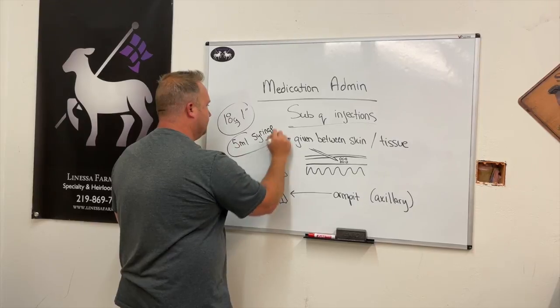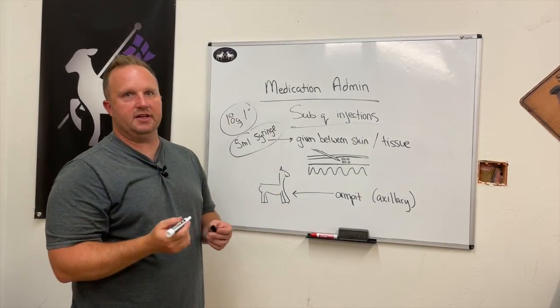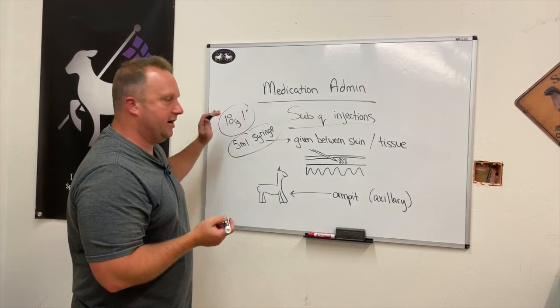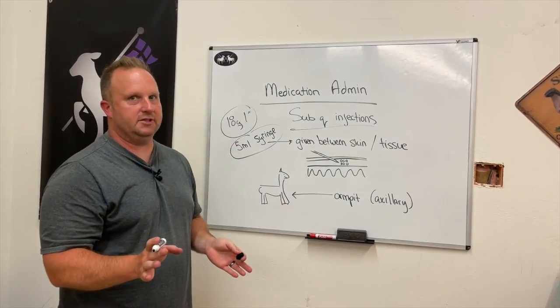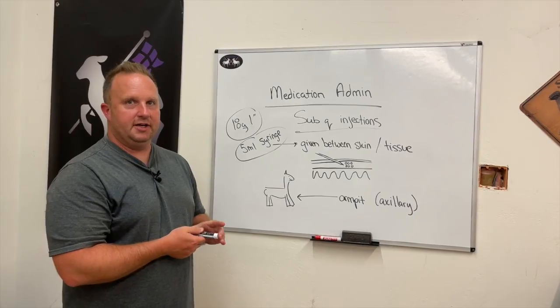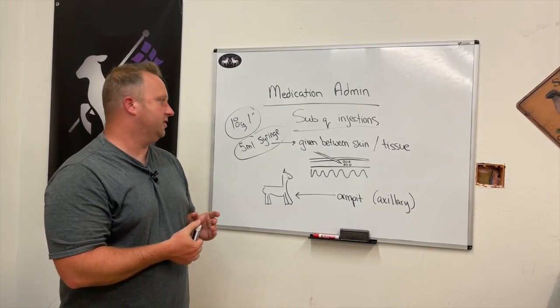And the 5 ml syringe will pretty much cover everything that you need it to cover as well. So just go out and buy some 18 gauge 1-inch needles and some 5 ml syringes, and it should cover just darn near everything that you can think of that you need to use under the sun.